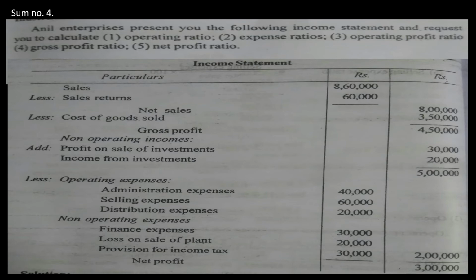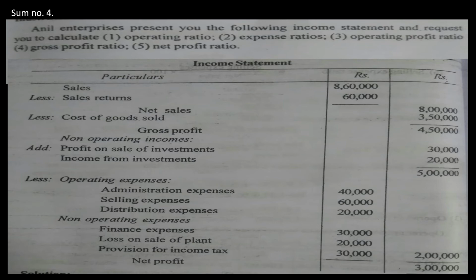Then expenses ratio. You can start with administrative expense ratio, selling expense ratio, distribution expense ratio, finance expense ratio, anything. What I told you, if they ask you for expenses ratio, you take that particular expense as a numerator, and the sales will be the divider. So if you're going to find administrative expense ratio, the formula will be administrative expenses by net sales into 100. The answer for that will be 40,000 by 8 lakh into 100. If it is selling expense ratio, 60,000 by 8 lakh into 100. If it is distribution expense ratio, 20,000 by 8 lakh into 100. If it is finance expense ratio, it will be 30,000 by 8 lakh into 100. So that is the formula you will create for any particular expense.